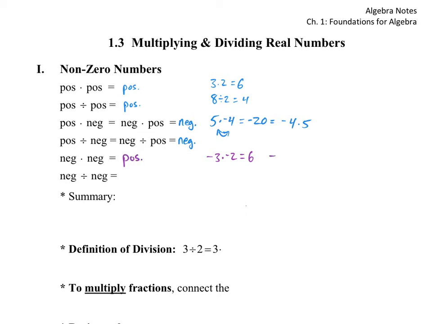And if I were to do a negative divided by a negative, maybe negative 30 divided by a negative 2, that's also going to get me a positive. So here's the summary. If you look at where we had negative answers, the only places we had negative answers were these combinations. For each of those, we have an odd number of negatives. So the summary is if you have an odd number of negatives, that's going to give you a negative answer.